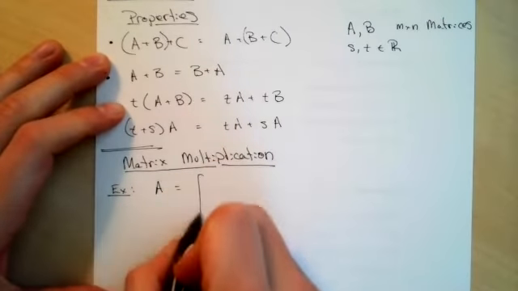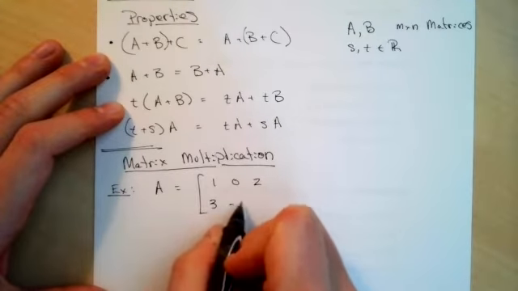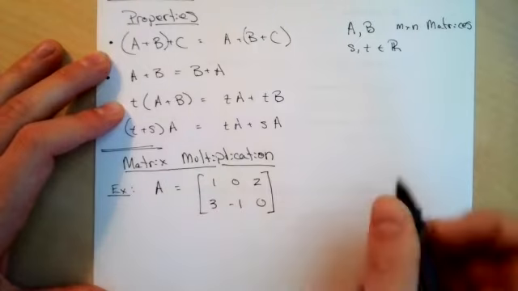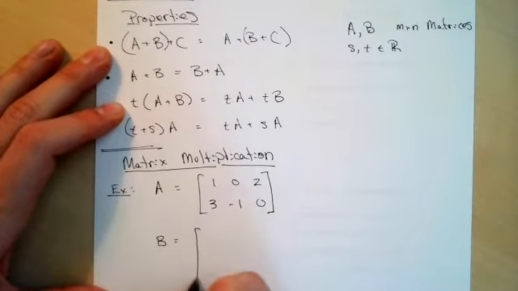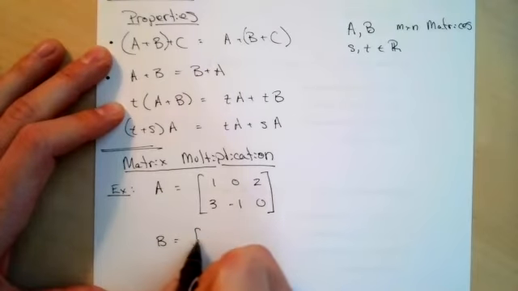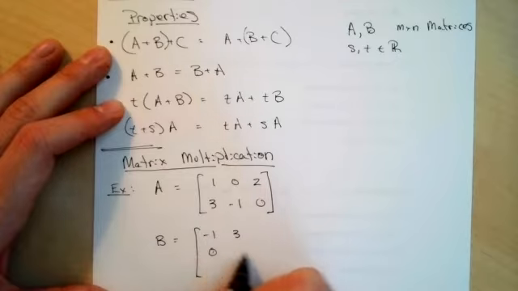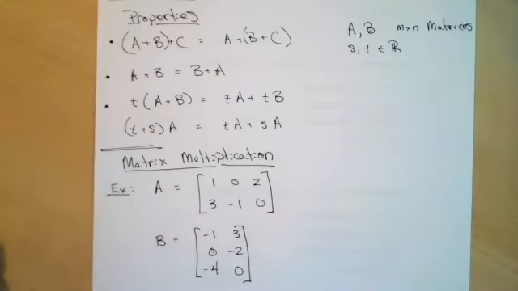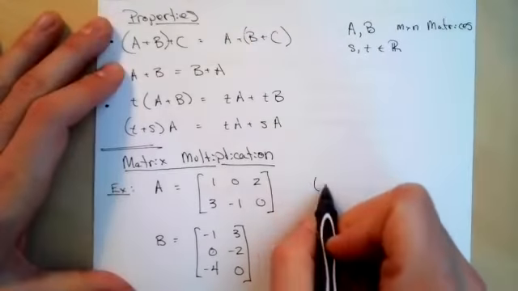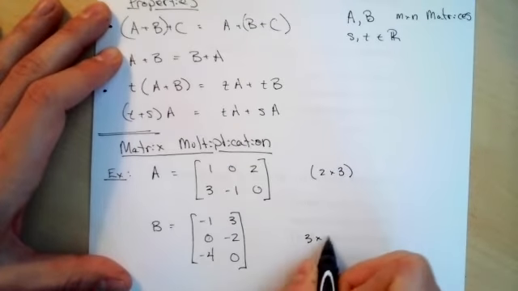But let's say we have a matrix. A is 1, 0, 2, and 3, -1, 0. And we've got B is, let's say, -1, 3, 0, -2, -4, and 0. So A is a 2 by 3 matrix. B is a 3 by 2 matrix.